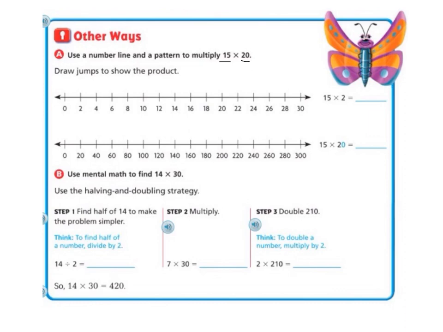So if I start at 0 and I jump 2 every time, I'm going to go 1, 2, 3, 4, 5, 6, 7, 8, 9, 10, 11, 12, 13, 14, 15. And so if I do 15 jumps and I start at 0 and I go 2 each time, I get to 30. So 15 times 2 is 30.